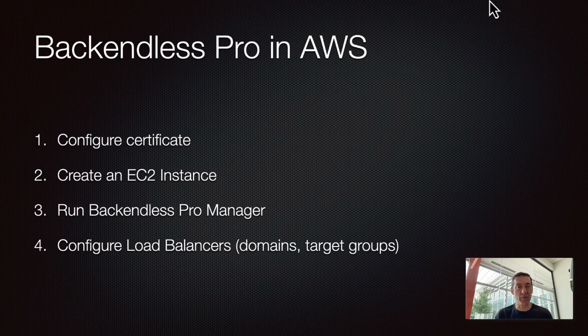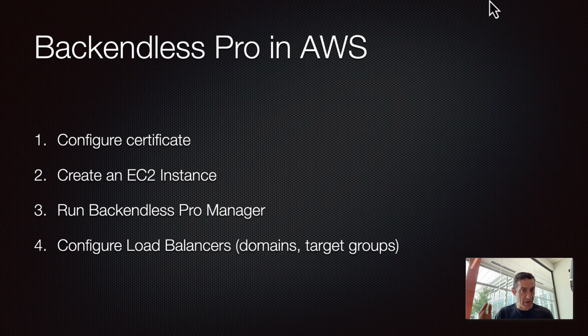Overall, the installation process will consist of the following steps. Number one, we will configure a certificate, which will be important later on once we get to the point of configuring domains. The reason it is step number one is because it will take a little time for the actual validation. So it makes sense to start that process, let it run, let Amazon configure the certificate and do all that stuff while we work on the actual installation of Backendless Pro. So step number one is configuring a certificate.